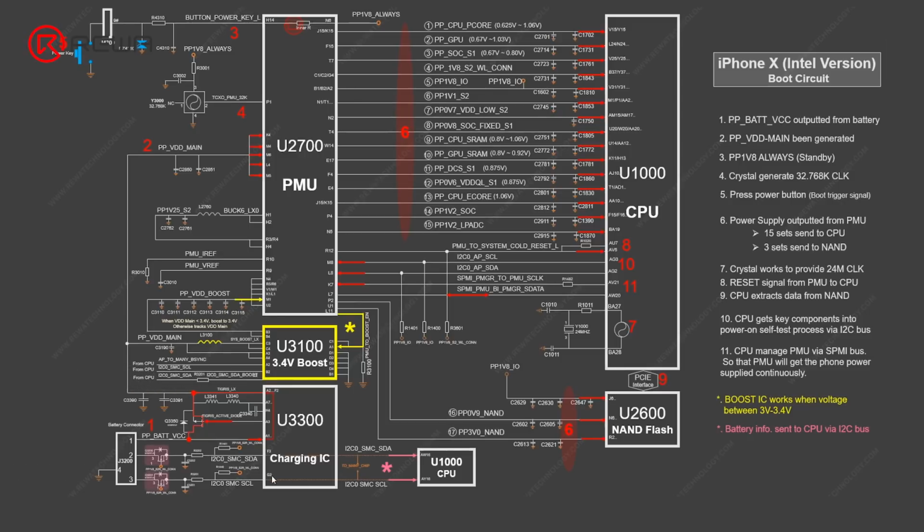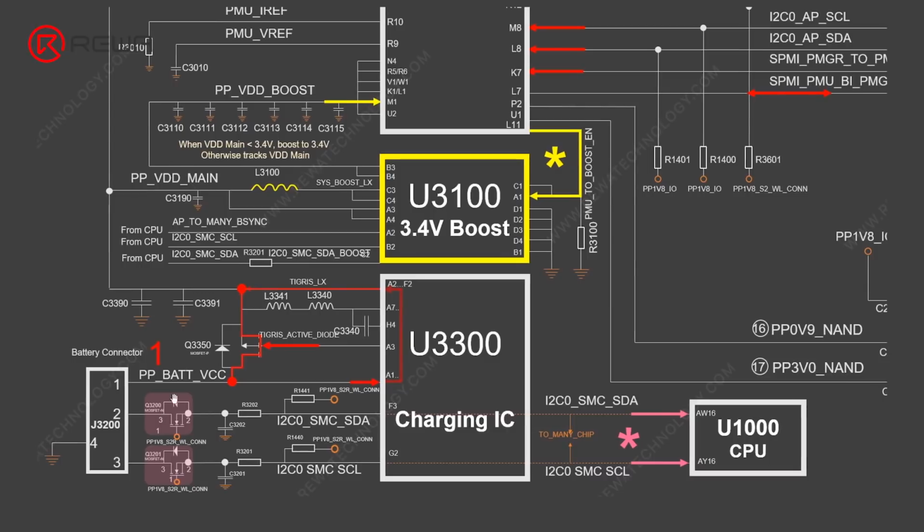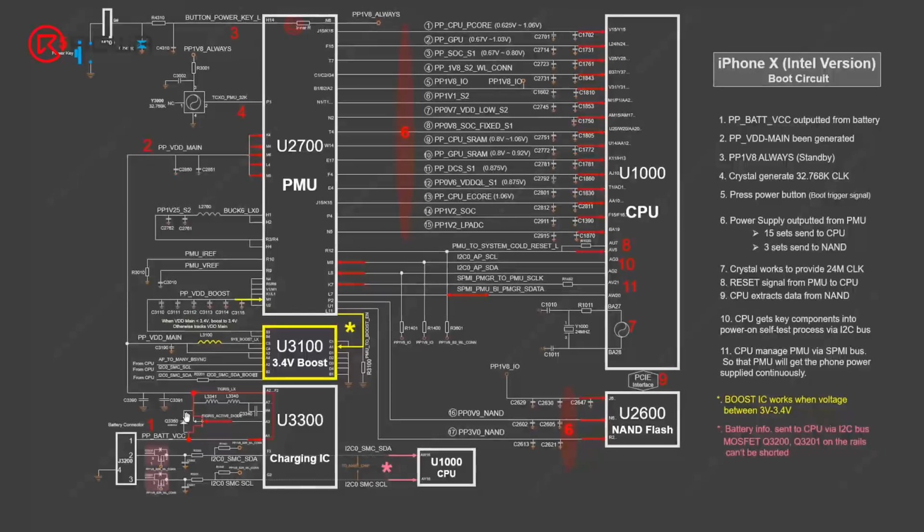And on these two rails, here's our tip. There are two MOSFETs you can see on these rails, Q3200 and Q3201. Because they are for protection and they are in this line, normally you cannot just remove them or short them. It's better to do a replacement.